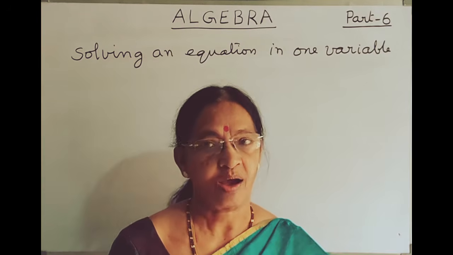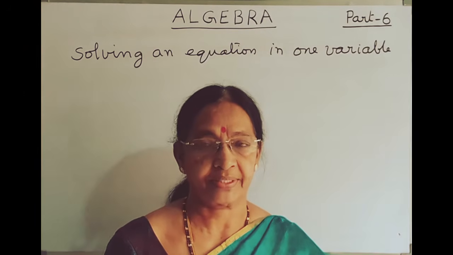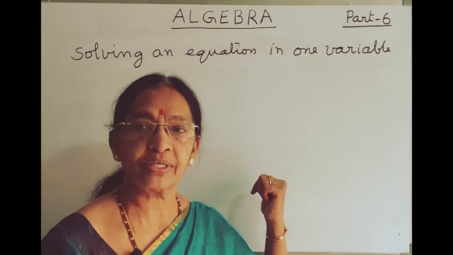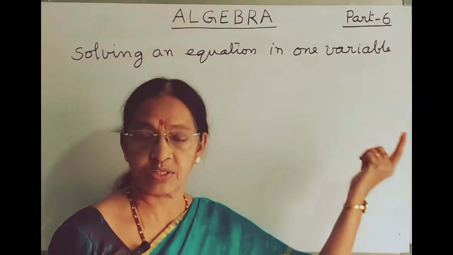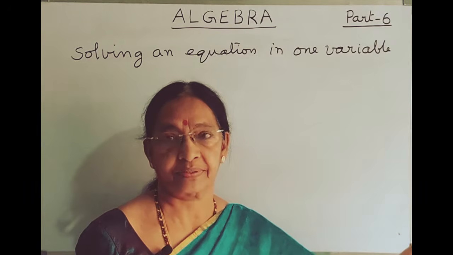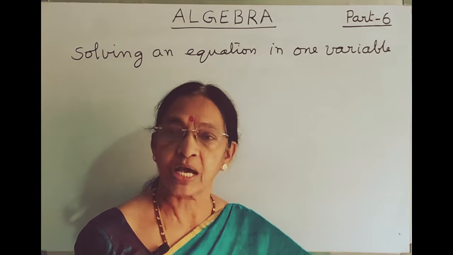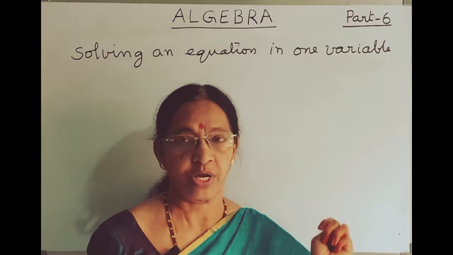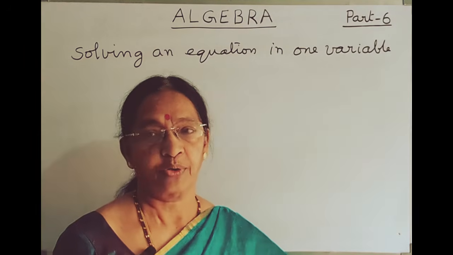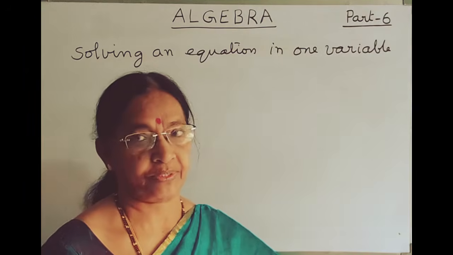Chapter 7th, Algebra. This is part 6. Now solving an equation in one variable. That is solving a simple equation in one variable. Solving means to find the value of the variable in the equation. To solve an equation, we have to do 3 steps.